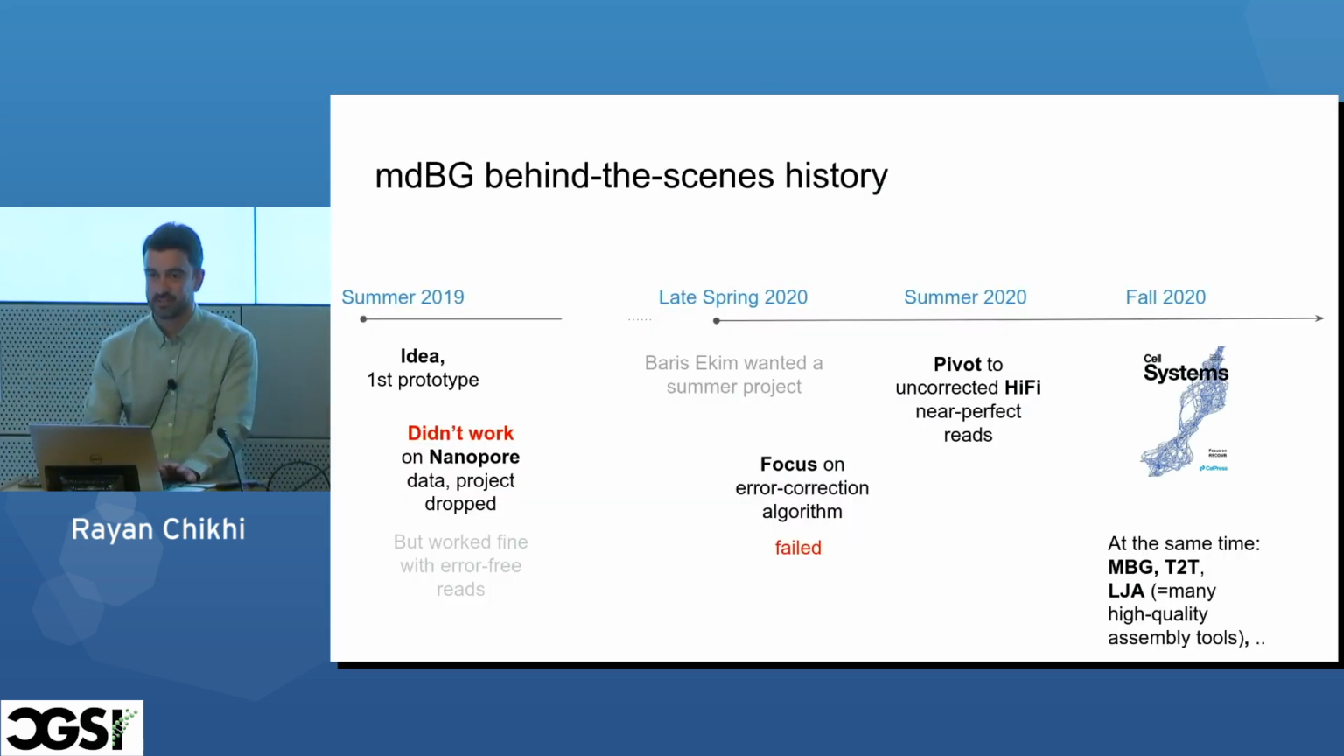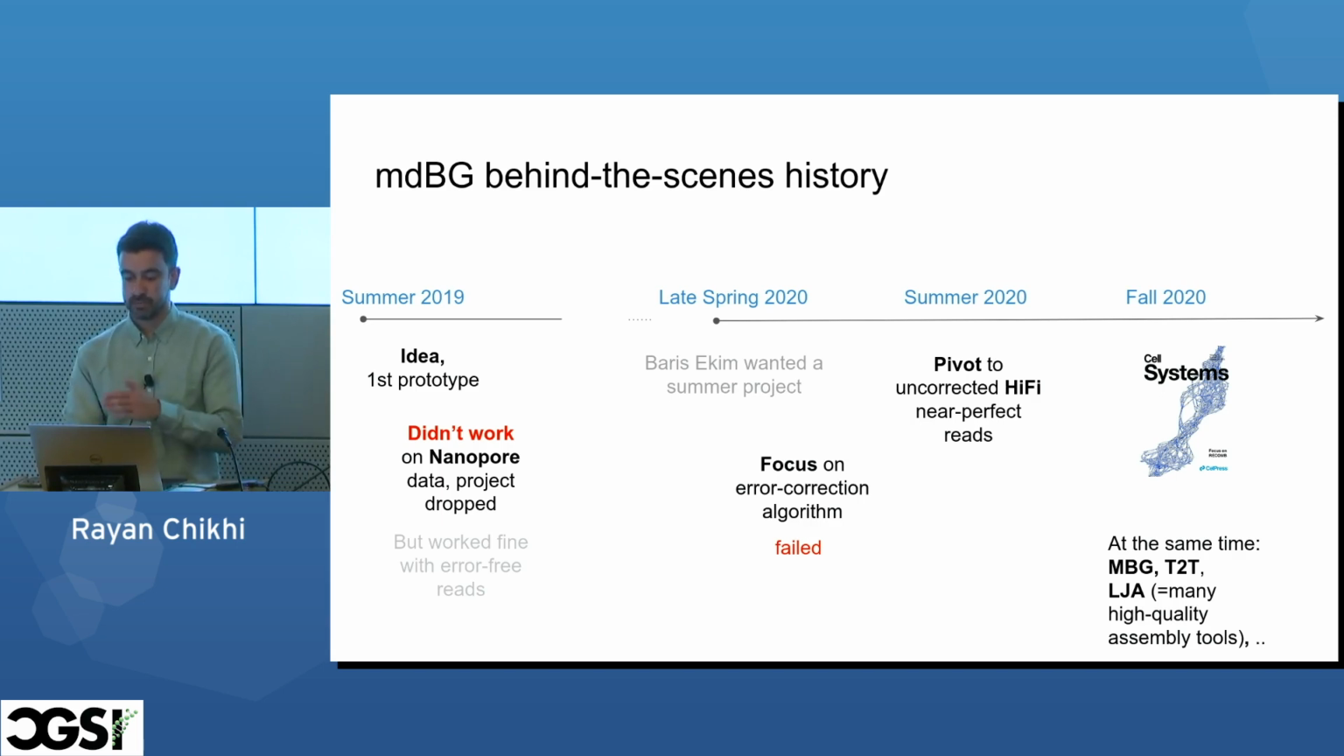However, the behind the scenes of the project, I think, can be interesting. In summer 19, the first prototype was developed, but it just didn't work. We couldn't assemble nanopore data. That was the goal at the time, because nanopore data has too high error rate. It worked very fine for error-free reads, but that's a bit useless. So the project was dropped for a year, no more development. And then we picked it up again. We focused on developing an error correction algorithm so that potentially it could work on assembling nanopore data, but we failed. We could not develop a satisfactory error correction algorithm for mDBG.